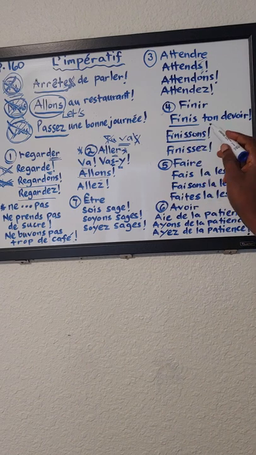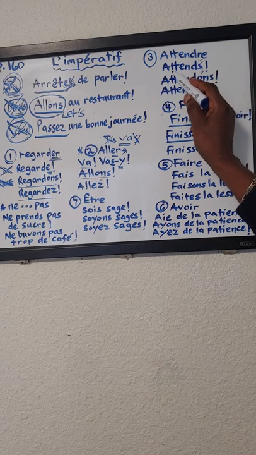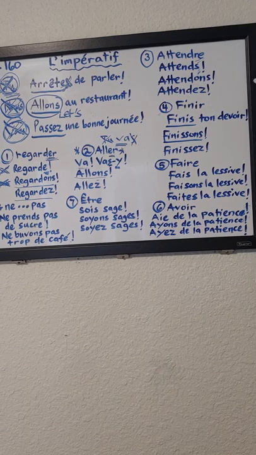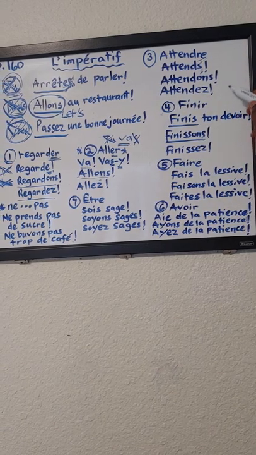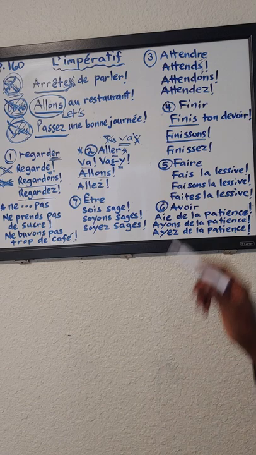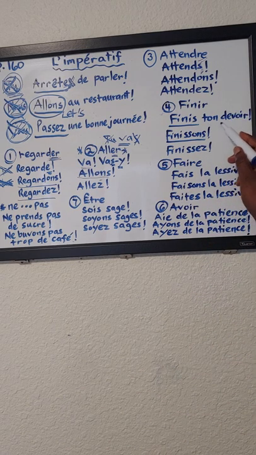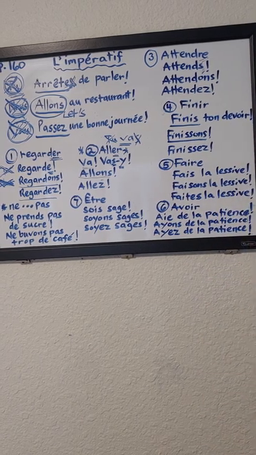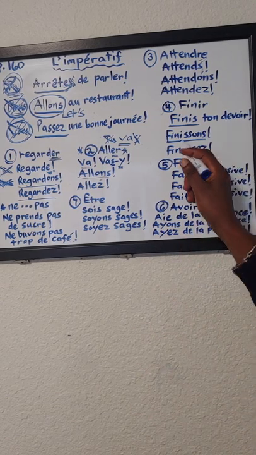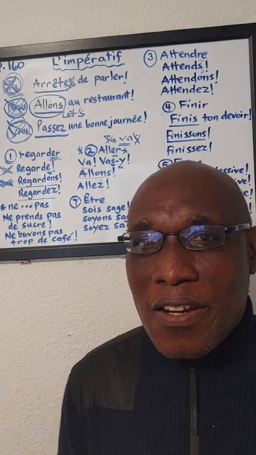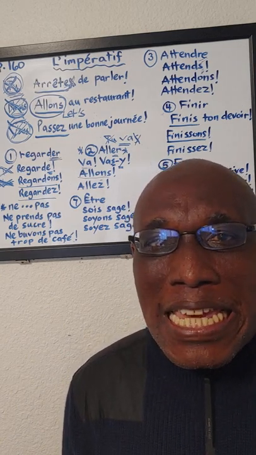So finis, all right? If you want to add other things, you can. Here you can see, you could have said, wait for the professor. Attends le professeur. You can add other words, right? So attendons le professeur. Let's wait for the professor. Attendez. Wait for the professor. Attendez le professeur. Finis. Finish. I've added. Finis ton devoir. Finish your homework. All right. Finis ton devoir. Finish your homework. Finissons. Let's finish. You can say, let's finish our dinner. Right. Finissons notre dîner. Right.